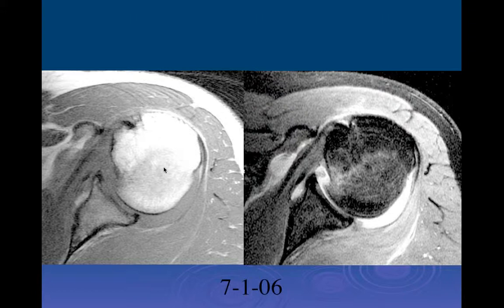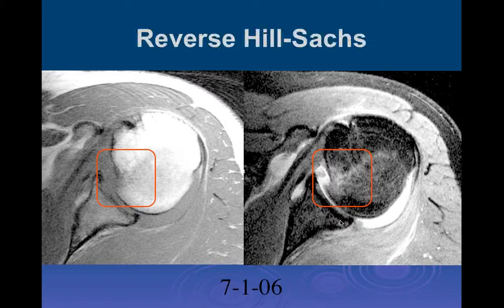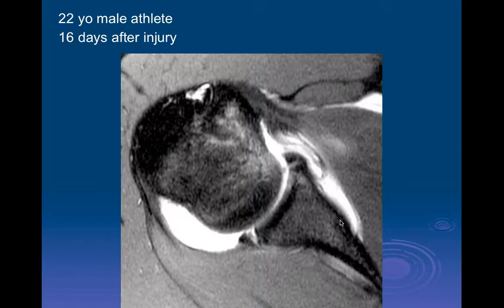Here's the MR scan of this individual. Kind of a nice anatomic view here with the humeral head posterior to the glenoid, and you can see, again, where you could get an impaction injury. And again, notice why the posterior labrum is generally torn in these cases, because it gets sheared off just like we talked about with anterior dislocation.